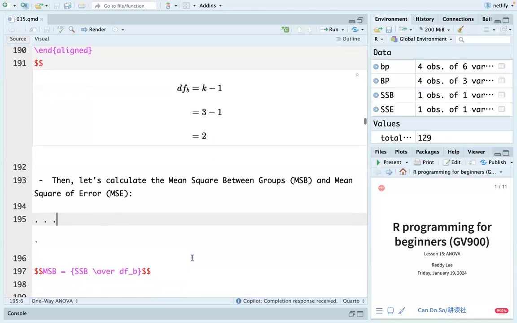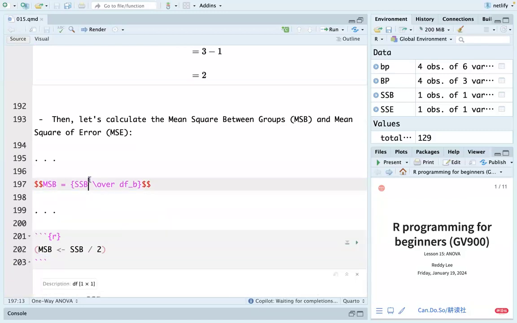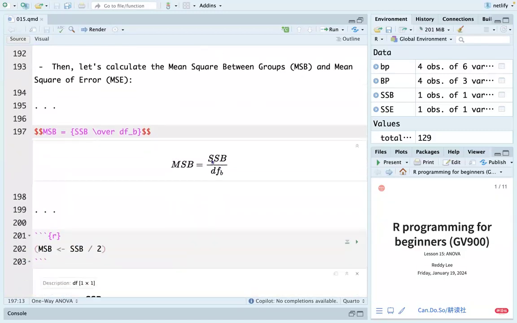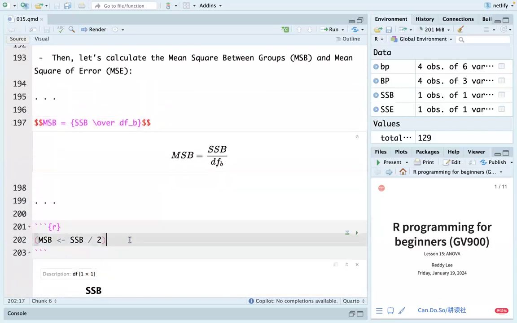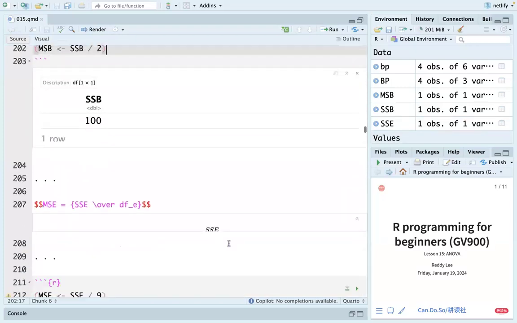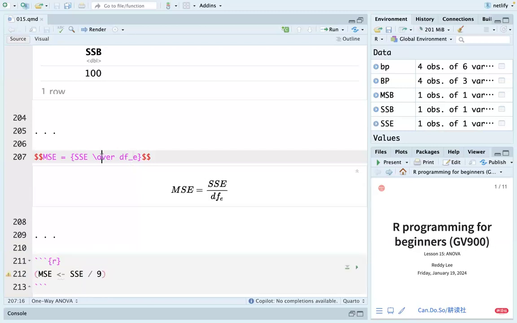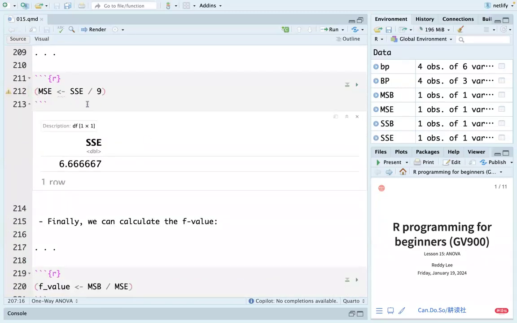And then let's calculate the mean square between groups and the mean square of error. So we use SSB divided by its degrees of freedom, and then we get 100, and SSE divided by its degrees of freedom, and it's 60 divided by 9.